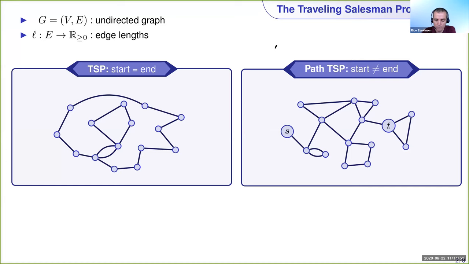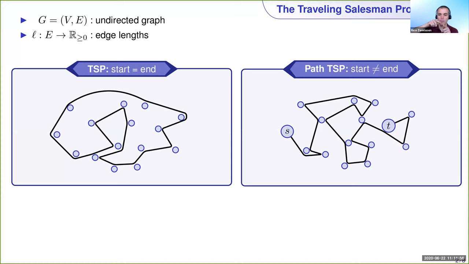Those are precisely the properties you need to be able to, in TSP, start at a vertex, traverse all the edges precisely once, and return to where you started. And for path TSP, you do the same, but starting at S and ending at T. There's an important special case that has been studied quite extensively, which is the graph version of those problems. The graph version means that all the edge lengths are equal to one. Often people also talk about the so-called graph metric in this case.